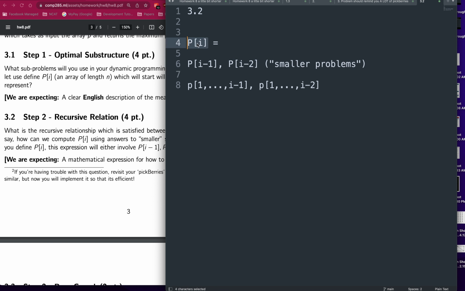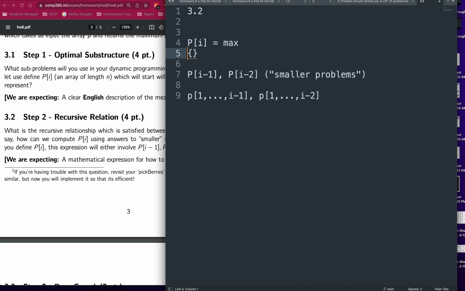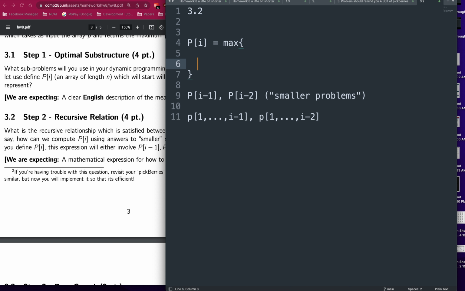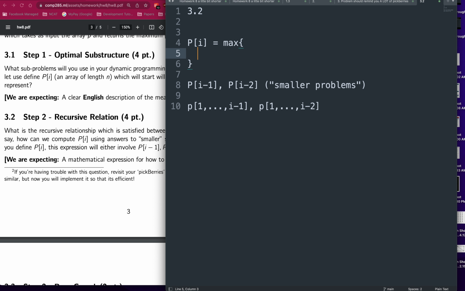So it's basically, how can I figure out the maximum profit for all the houses from 1 to i using the answers to the maximum profit for all the houses up to i-1 or i-2? And I'll say, well, you're going to take the maximum. Maybe I'll encourage you to pause to think about what some possibilities are here, but I'll tell you this, there are 2 cases.